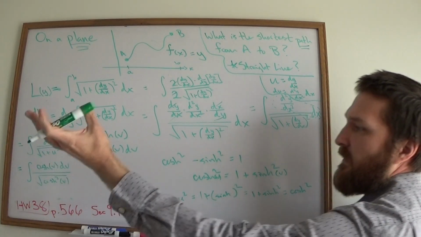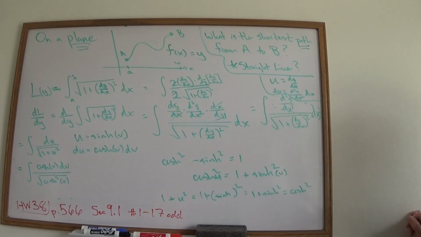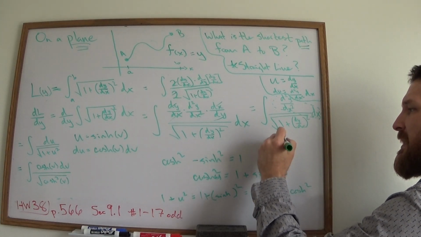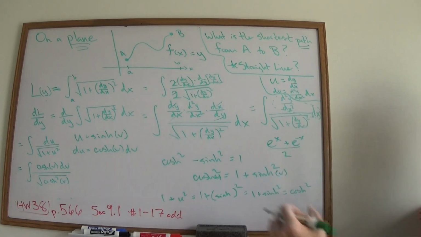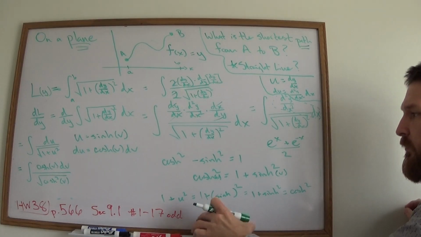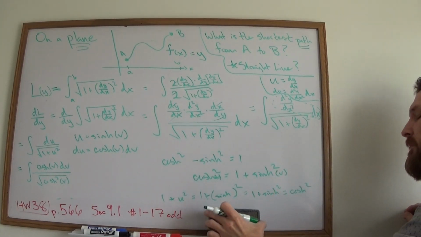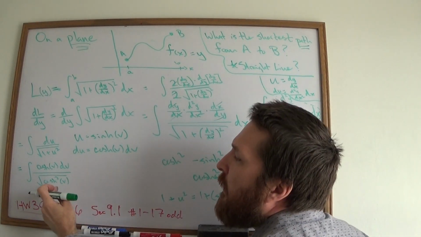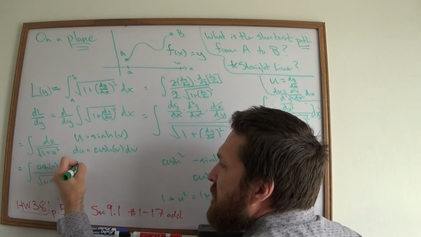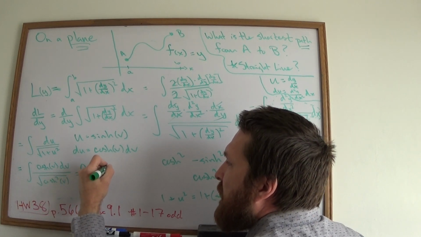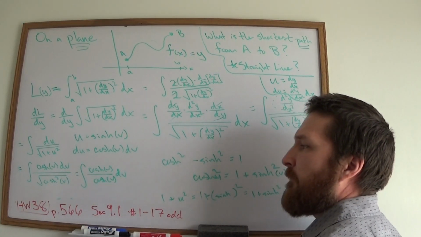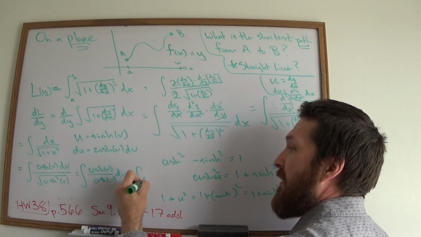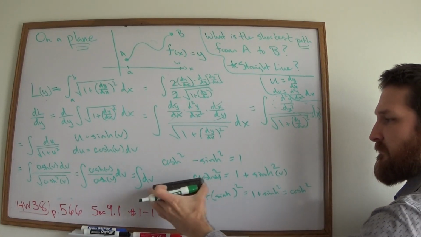Now, cosh is always positive, so we don't need to worry about weird stuff. Remember, cosh is e to the x plus e to the negative x over 2. Positive, positive, positive. It's always positive. So we don't need to worry, as long as your inputs are real numbers. So that's just the integral of cosh v over cosh v dv.